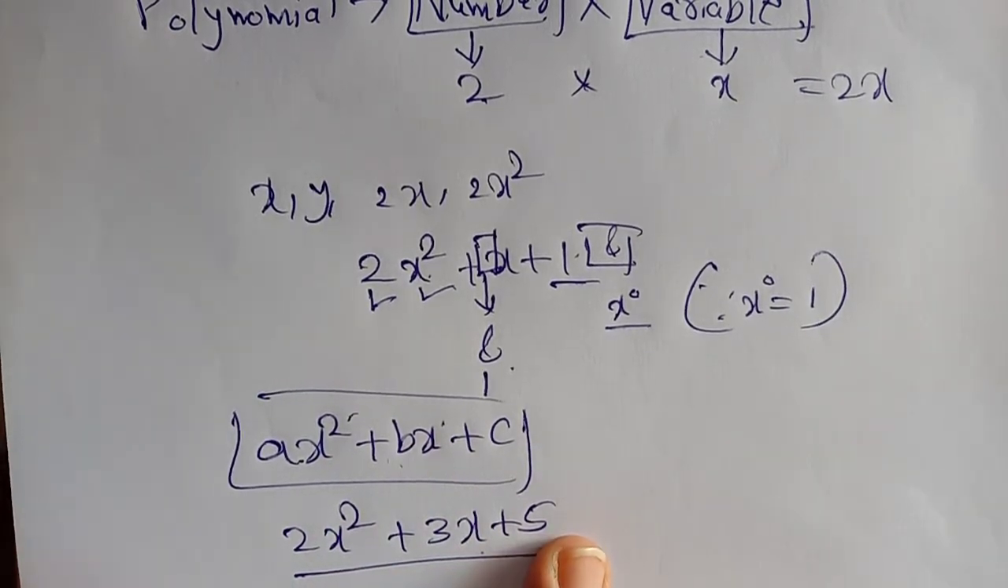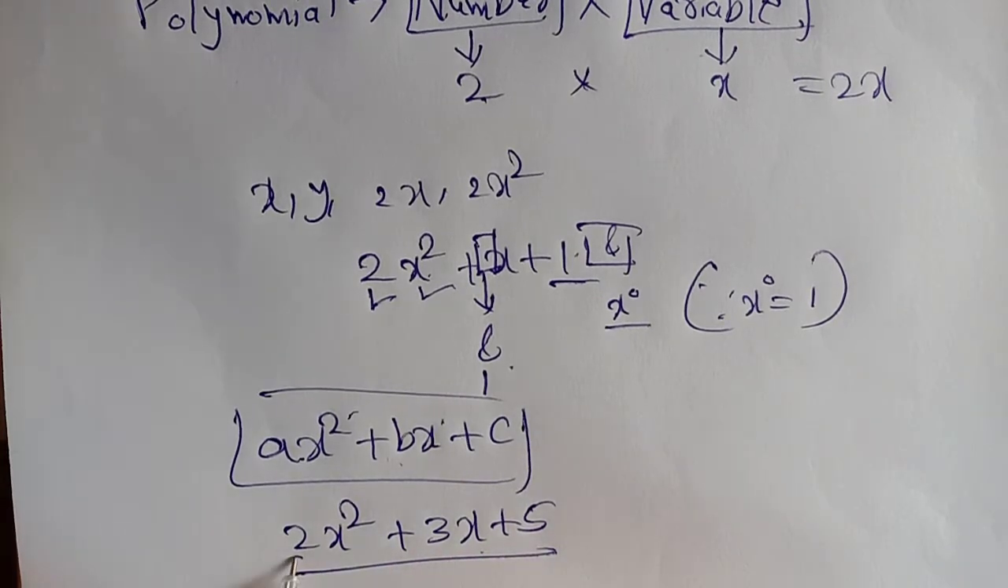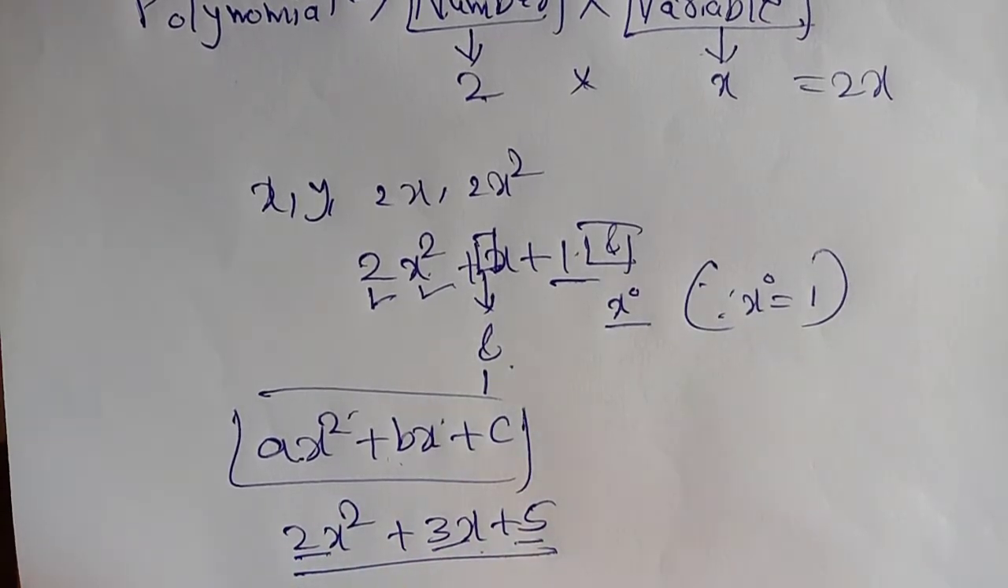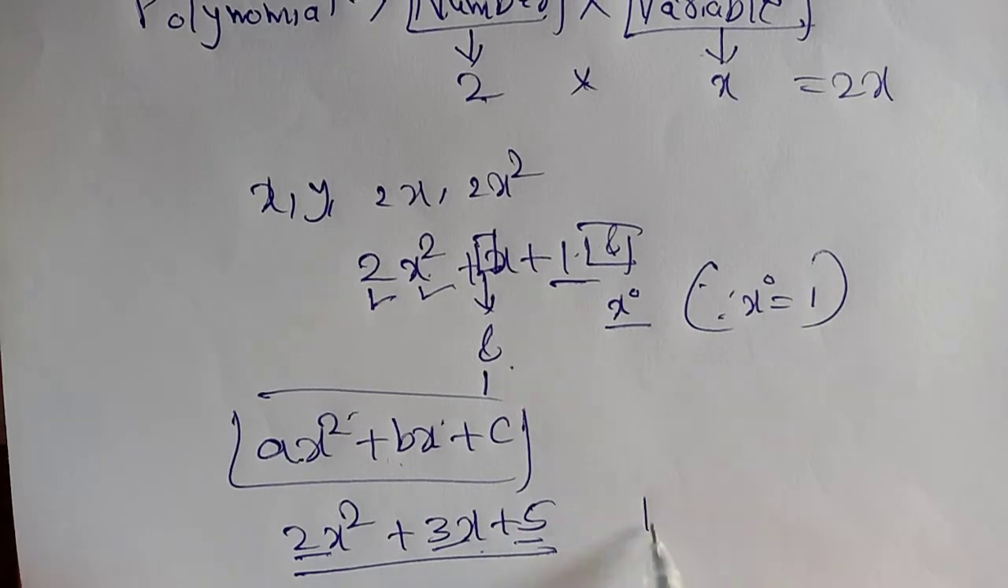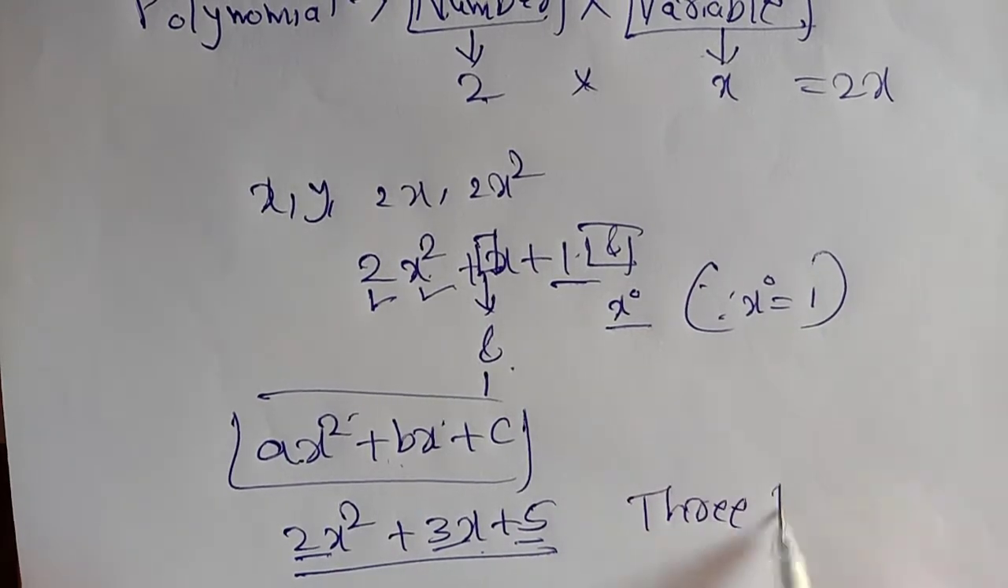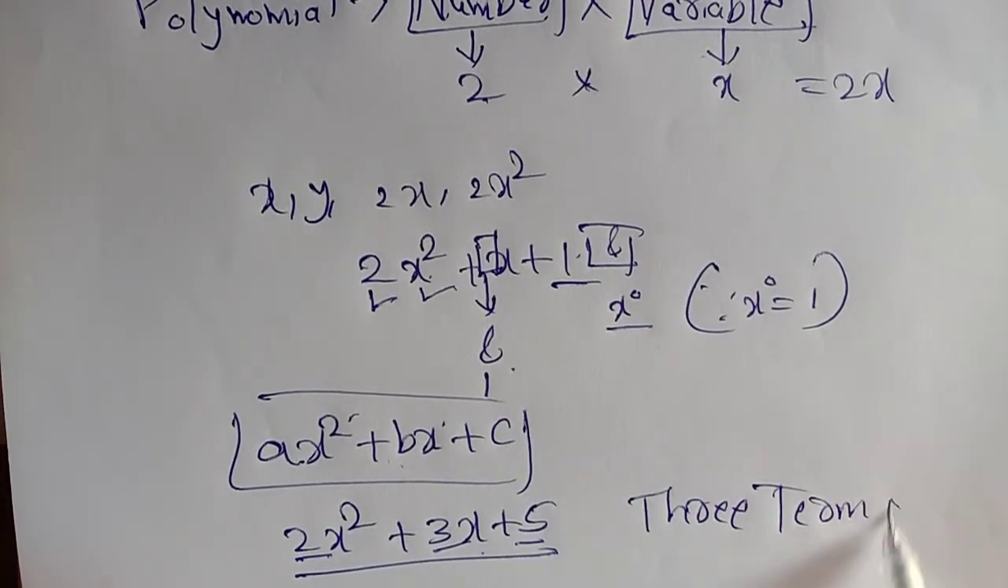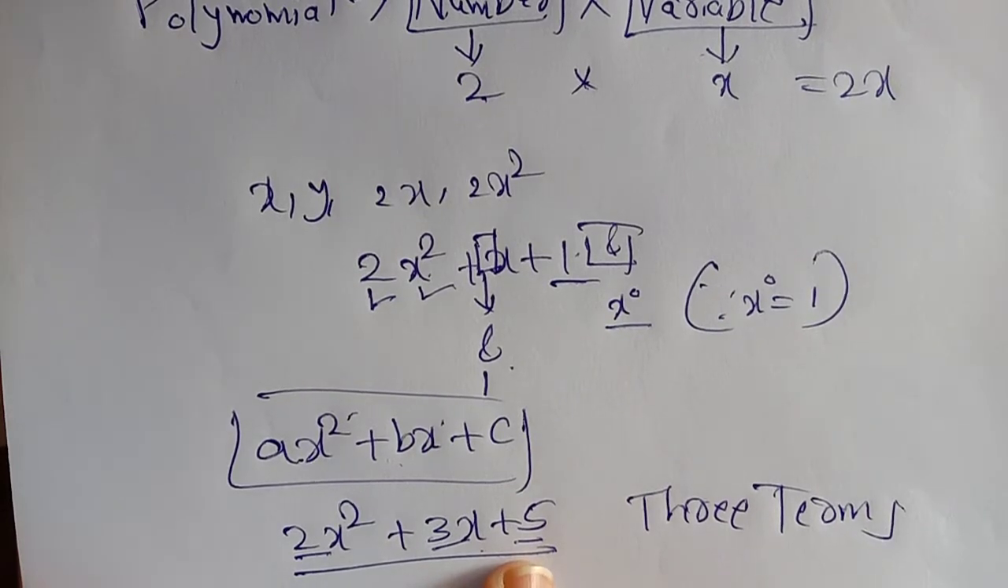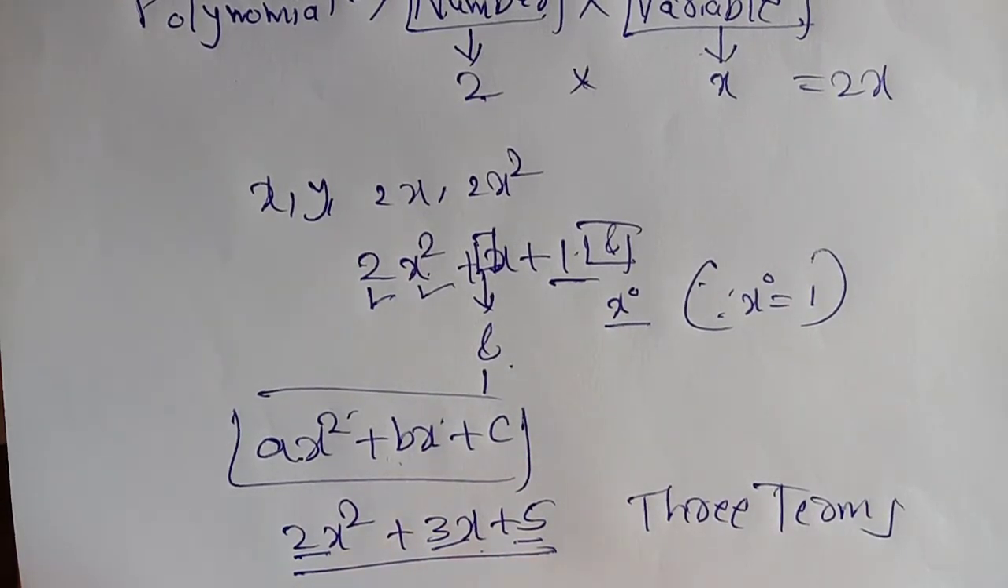Now in this, these we can call terms. How many terms are there? 3 terms are there. In this, how many terms? 3 terms are there. Like this you have to find the terms.